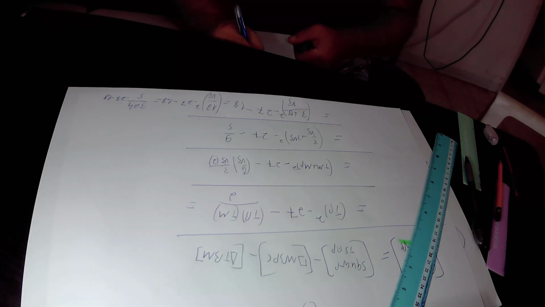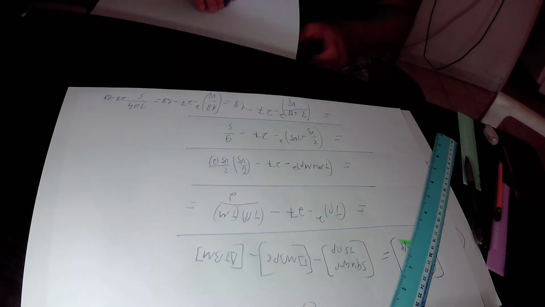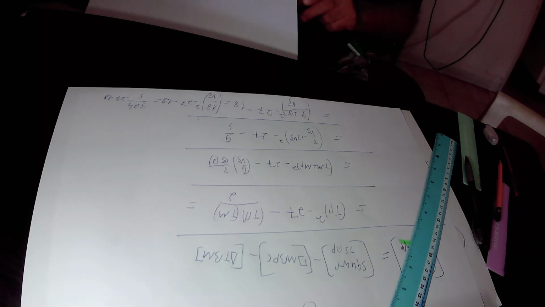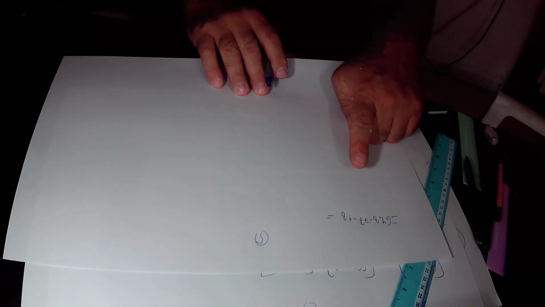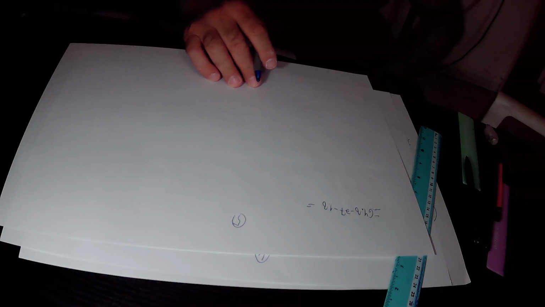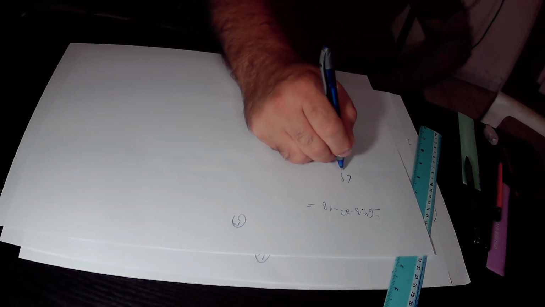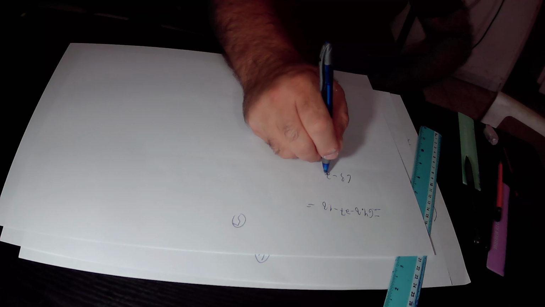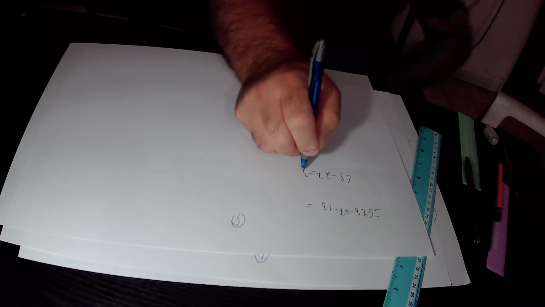So in total, we found out that the area of the green shape equals 64.8 minus 1.8 minus 27. 64.8 minus 1.8 is 63, and 63 minus 27 is 36.